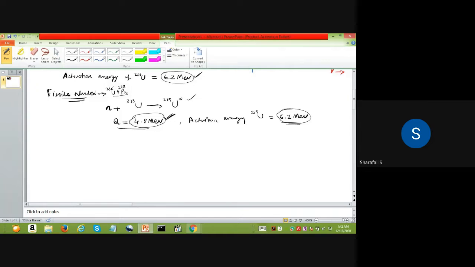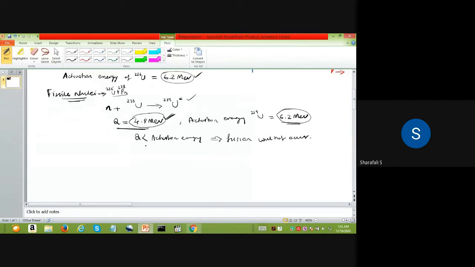Okay, so such nuclei are called fissile nuclei. In the earlier case, you can see the Q value is less than the activation energy, so here the fission is not possible, fission will not occur.